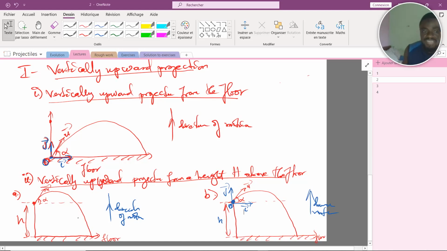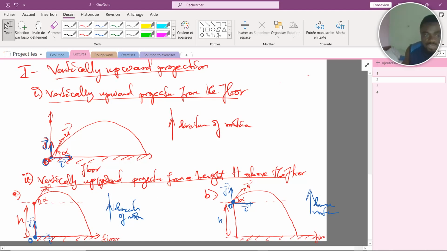If in an exercise we are in this situation, and it is instead said to take the floor as origin of reference, what I'll do is what? I come here at the floor, I'll mark here, I'll put my 0, my origin. The motion is vertically upward. So this will be my j vector, and this will be what? My i vector. Is that okay?